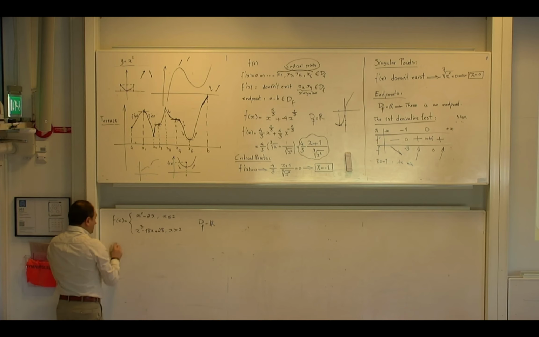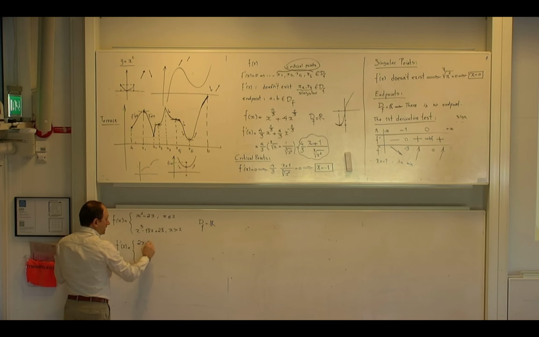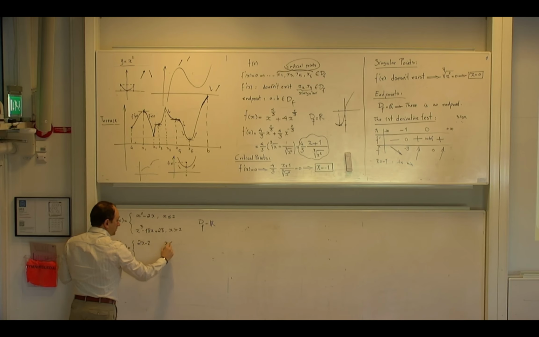If you want to calculate the derivative, you have to be careful here. If x is strictly less than 2, then I know what to do. Yes, the derivative is 2x minus 2, but don't write x is less than or equal to 2. For the time being, you have to keep it less than 2.